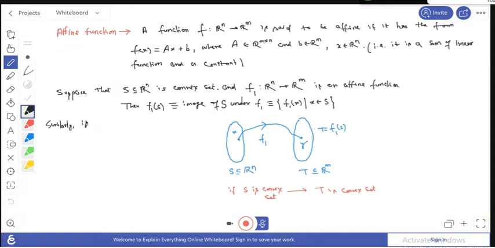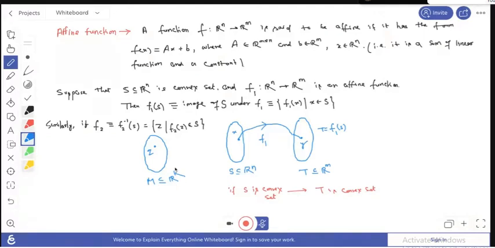Similarly, if we define another function, suppose F2, this is basically F2 inverse of S, the collection of all z such that F2 of z belongs to S. So you take another set here, and this is your element z, and suppose this set M is a subset of another dimension, say k dimensional.